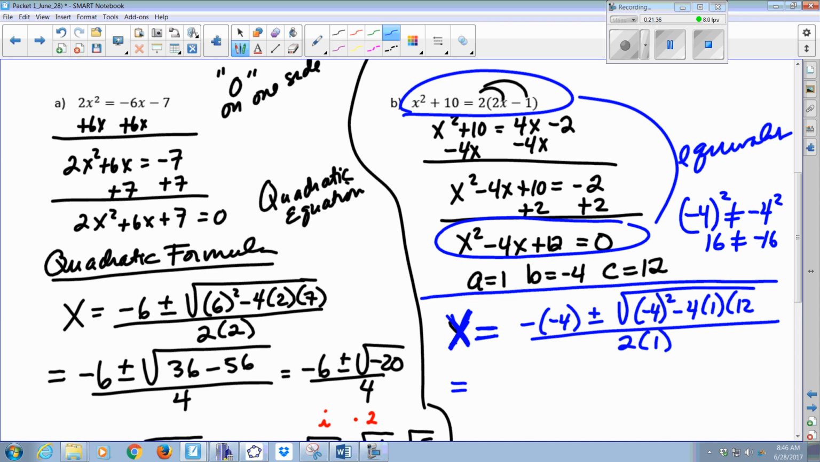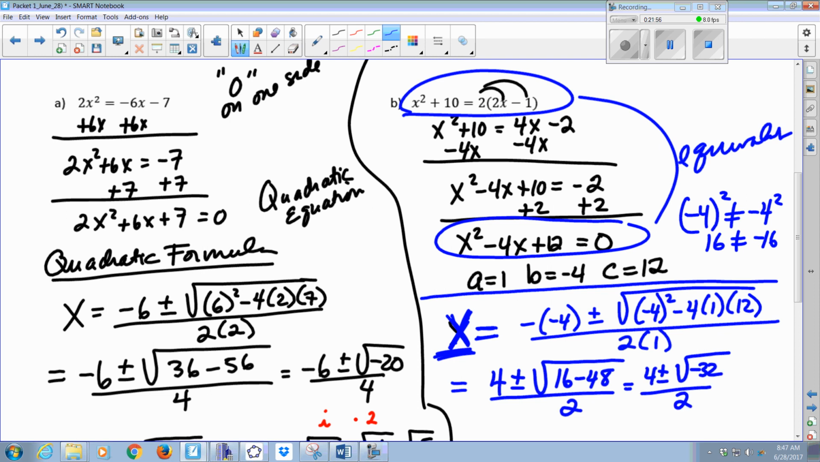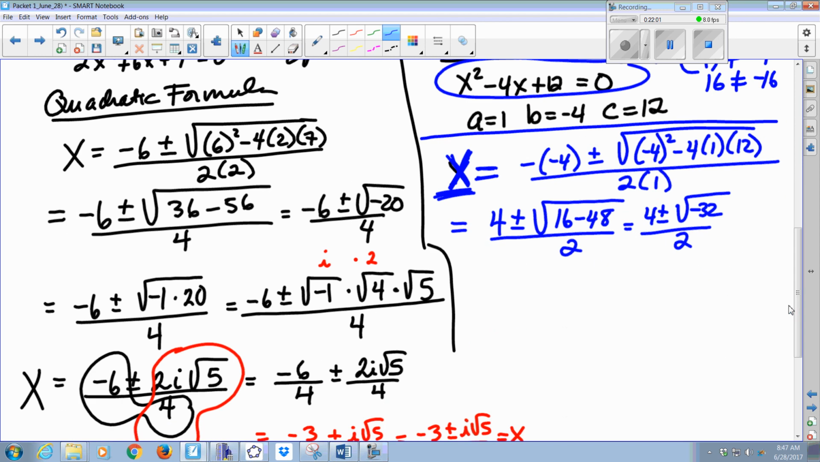Now you can just keep going with the equal sign, as long as you've got your x equals here. So we get 4 plus or minus the square root of 16, take away 48, all over 2. 4 plus or minus the square root of -32, all over 2. So let's take a look at this now. We want to simplify this. This equals 4 plus or minus the square root of -1 times the square root of 32, all over 2.